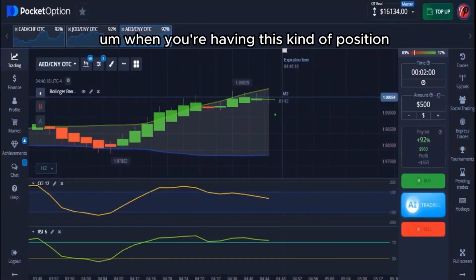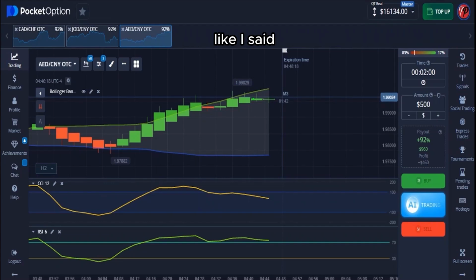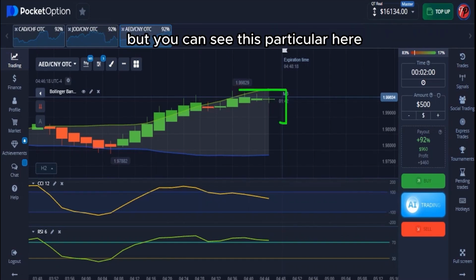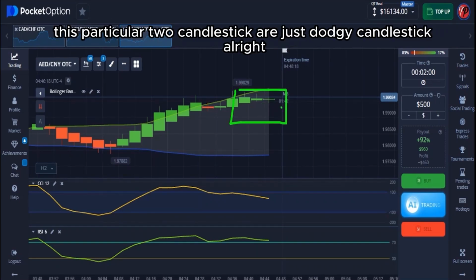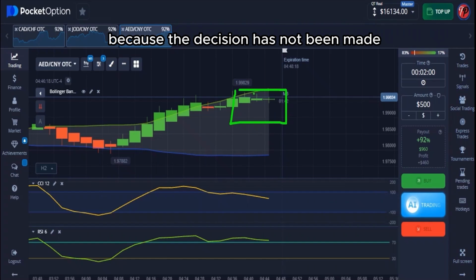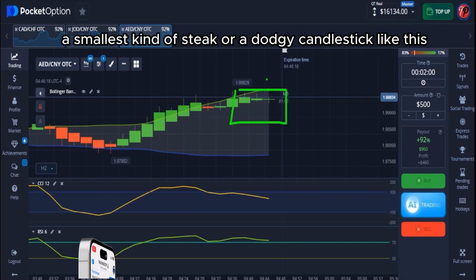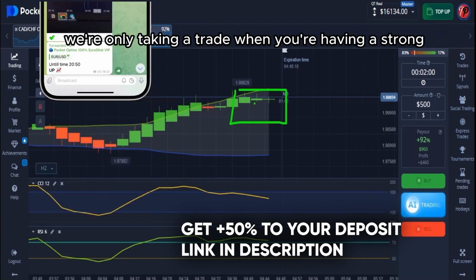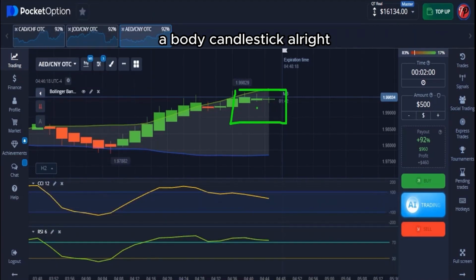Another one here is this. When you're having this kind of position, do not place your trade at all. Like I said, we are only placing our trade when we have a confirmation of a trend. But as you can see, there is no trend right here. These two candlesticks are just doji candlesticks. In the market you cannot decide based on these candlesticks because the decision has not been made. We don't know if it's coming down or if it's still going to be going up in the trend. So when you're finding something like this, a smallish candlestick or a doji candlestick, do not place a trade. We are only taking a trade when we are having a strong body candlestick.